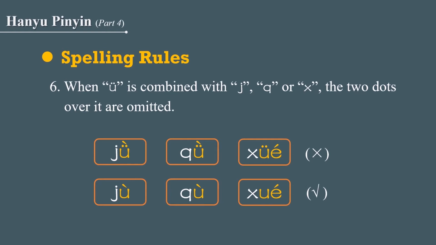When U is combined with ji, qi, or xi, the two dots over it are omitted.